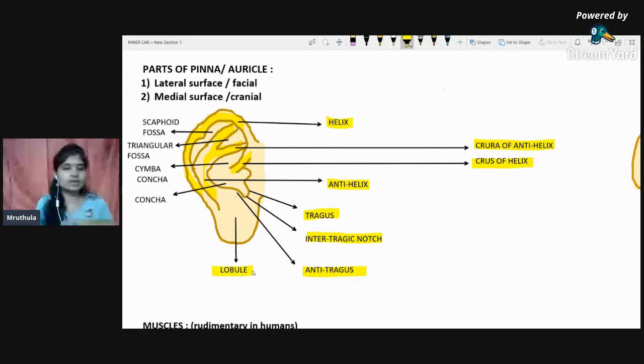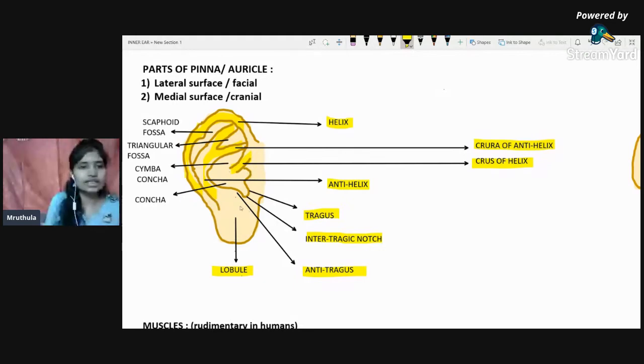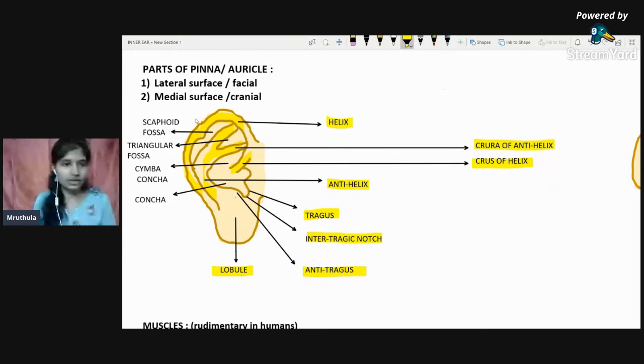The lobule is quite distinct from all because it is the only part where there is fatty tissue. Because the entire ear, that is the pinna of the ear, is made of cartilaginous part. This is something we already know. Except for the lobule, every other region is formed of cartilage. Now let us see some fossae or depressions in this ear.